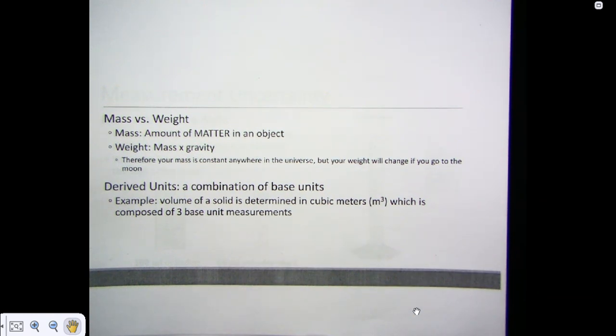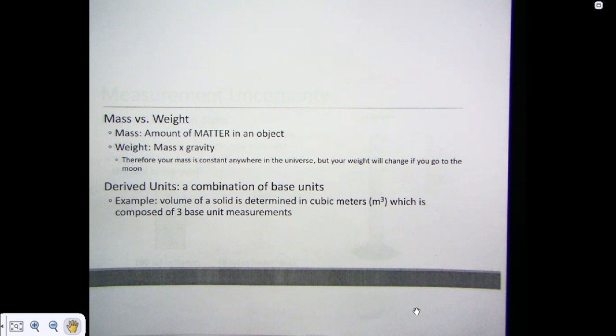Mass versus weight. So mass is the amount of matter in an object, whereas weight is how that mass is affected by gravity. The mass that makes up anything does not ever change, but the weight will vary based on your position on this planet. Just for example, if you were to go to the moon, obviously you know that gravity is less. So if the force of gravity is less, then that gravity times your mass is going to equal a lower weight.